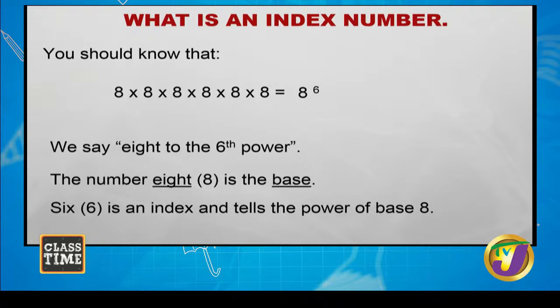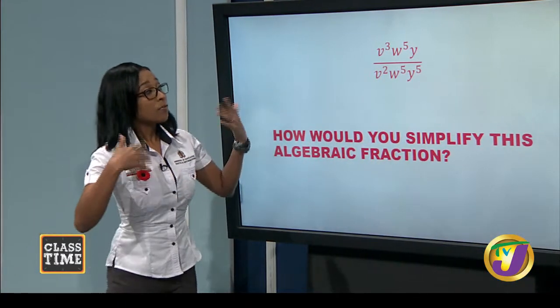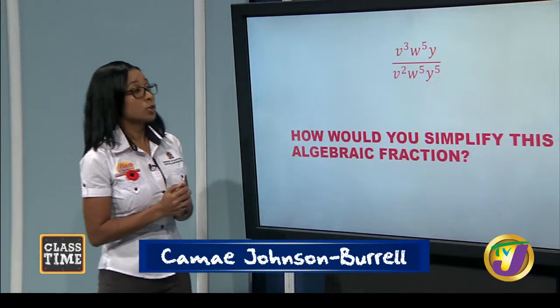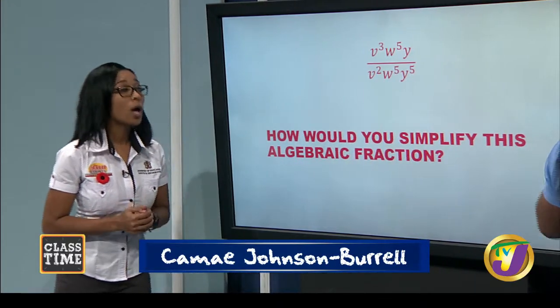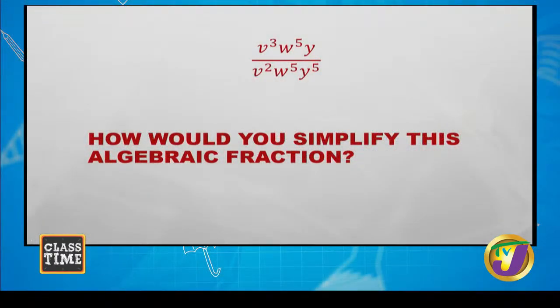So since we have an idea what indices are, let's take a look. Here we have an algebraic fraction: V raised to the 3rd power, W raised to the 5th power, Y, all divided by V squared, W raised to the 5th power, Y raised to the 5th power. Now we looked at simplifying, adding, subtracting, multiplying and dividing algebraic fractions earlier. But this one looks very sticky. It has a lot of things in it. I don't remember us doing any like this before.